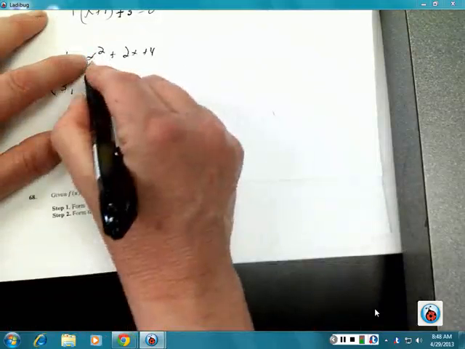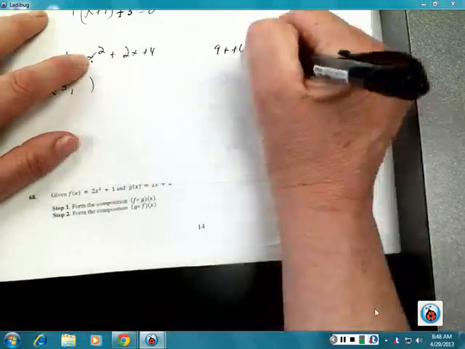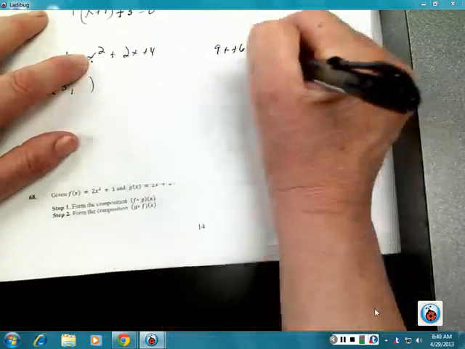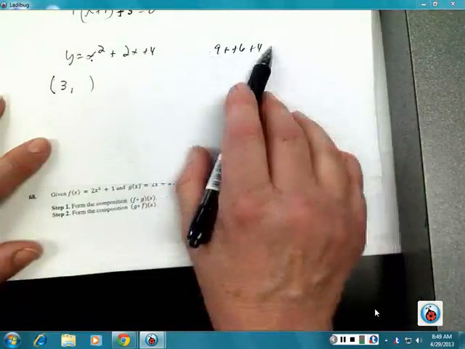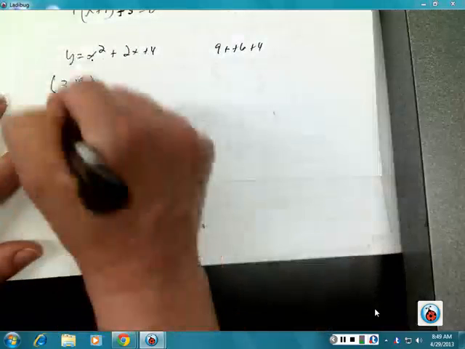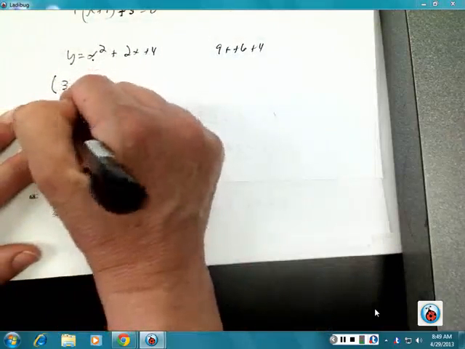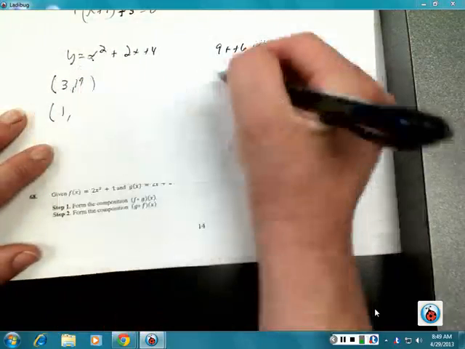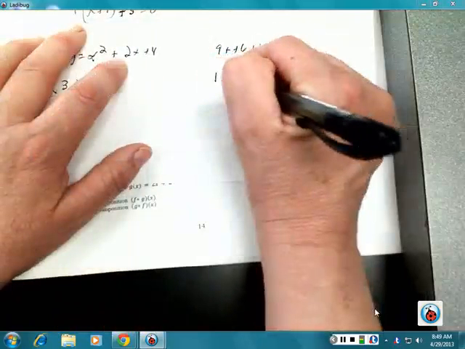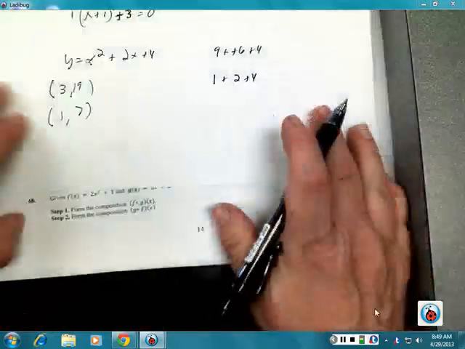3 squared is 9. 2 times 3 is 6. Plus 4 is 19. Can't use it because it's not on my graph. 19 is not on there, so I have to pick something smaller. So let's go with 1. 1 squared is 1. 2 times 1 is 2. Plus 4. 2 plus 1 is 3. Plus 4 is 7. So that point will work.